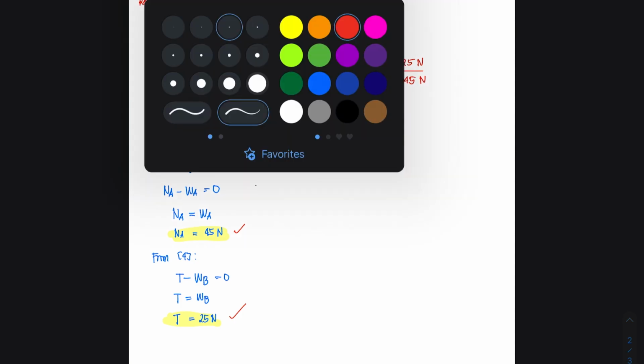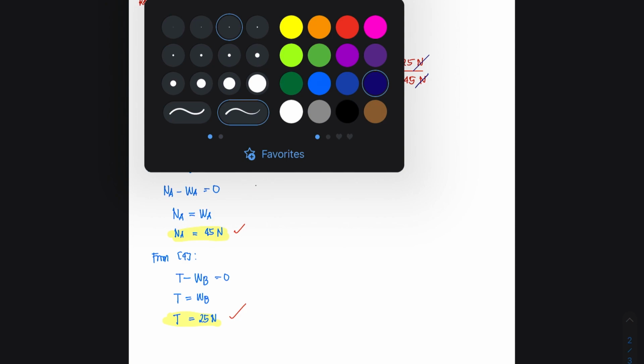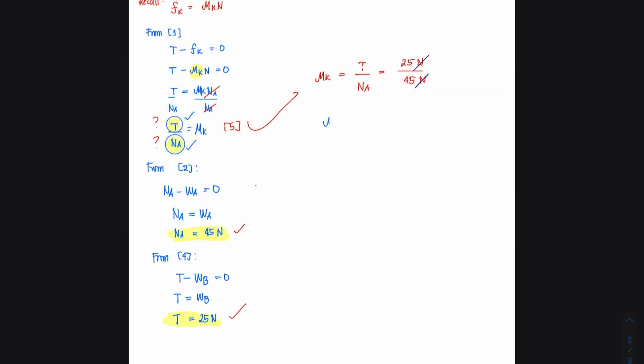Now this is a good sign because as you can see, the newtons will cancel out. Since this is just a coefficient, it must have no unit. So when you do your calculation, that will give you that your mu sub k is approximately equal to 0.56. Yes, that's 0.56. So this is now your coefficient of kinetic friction.